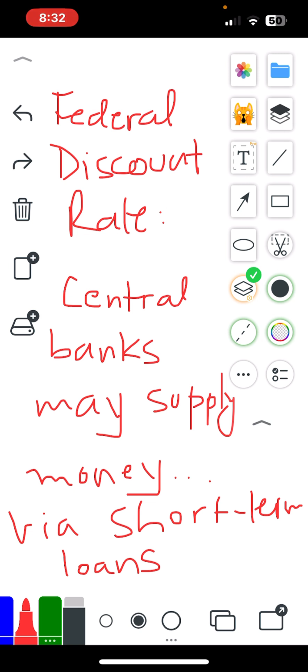And this is one reason why these commercial banks will need to have a certain amount of reserves. It's because the central bank regulates these commercial banks in terms of their reserve requirements. So when the central banks regulate the commercial banks, they also provide loans. These are short-term loans, unlike overnight loans, and the rate at which this money is borrowed from the central bank is your federal discount rate.